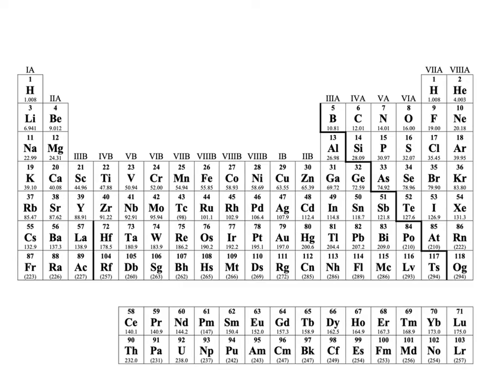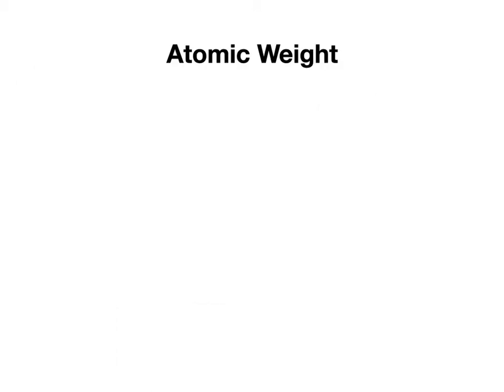Okay, so class, we have talked about different parts of the periodic table. We've talked about the groups, the periods, the symbols for the elements, the atomic numbers. What we have not yet talked about are the decimal numbers that you see located below most of the element symbols. Okay, so we're going to talk about that. The decimal numbers that are shown below most of the symbols, those are called atomic weights. Okay, so let's talk about atomic weight.